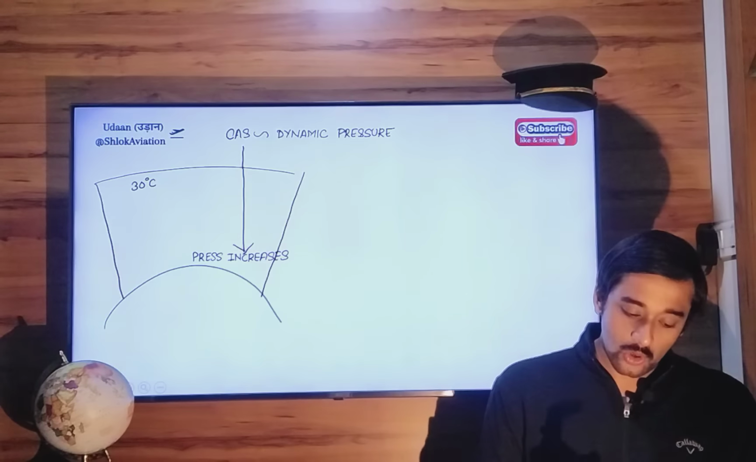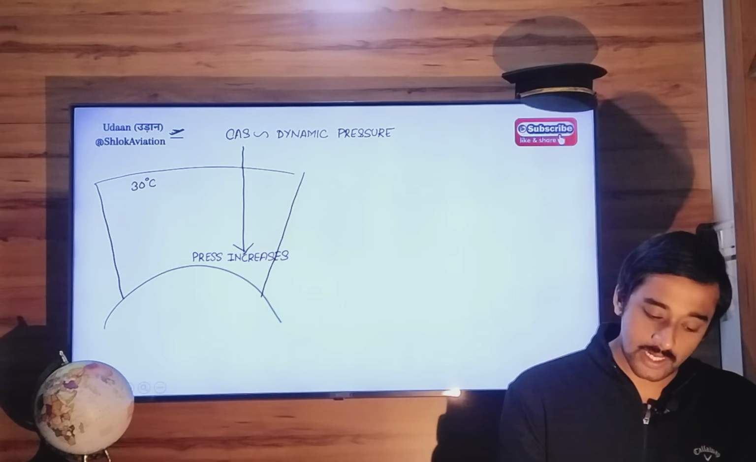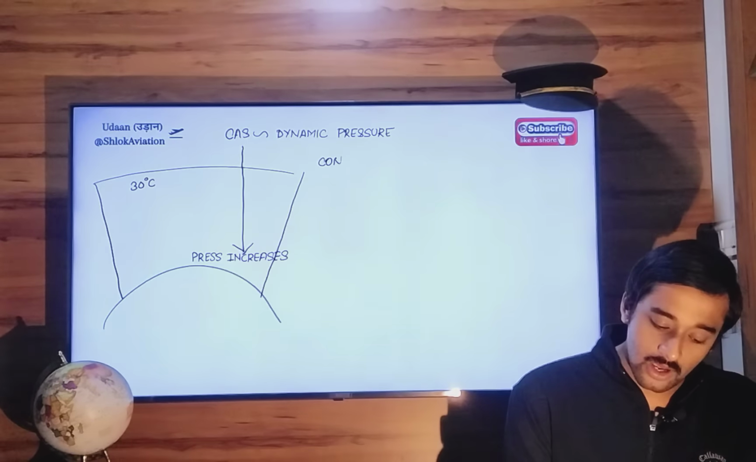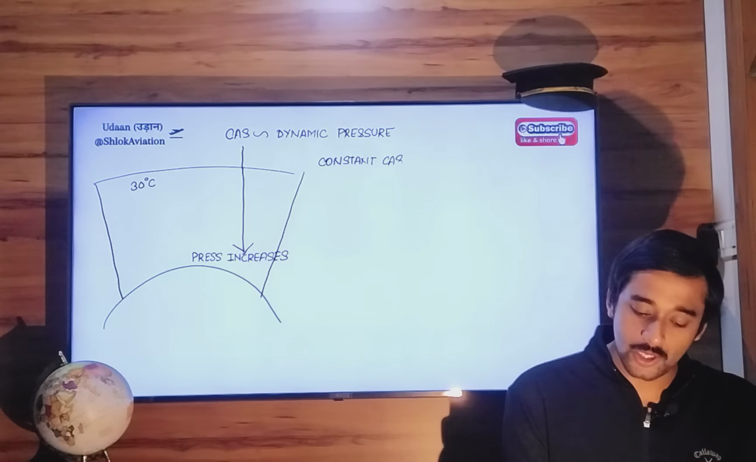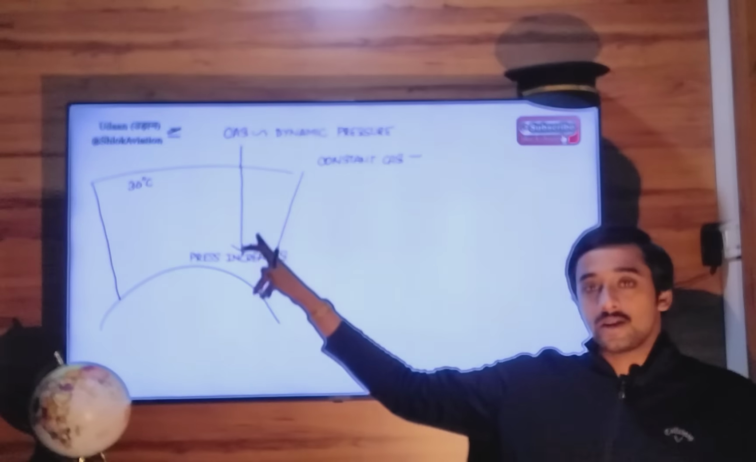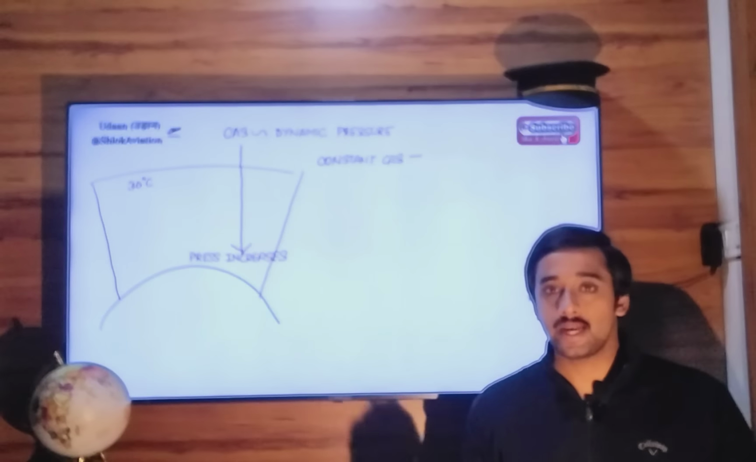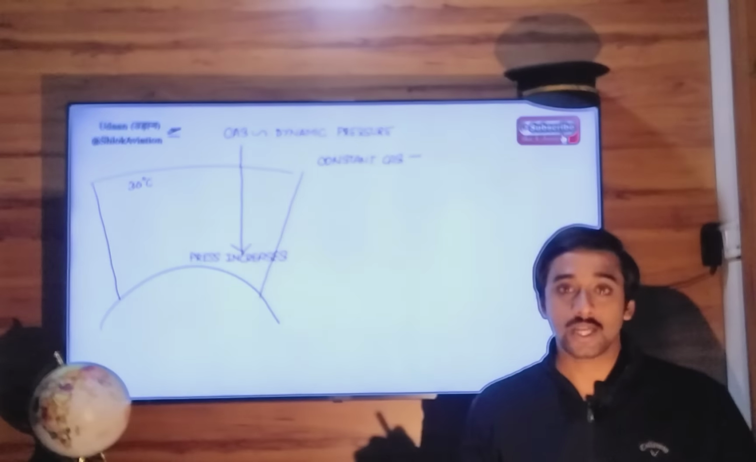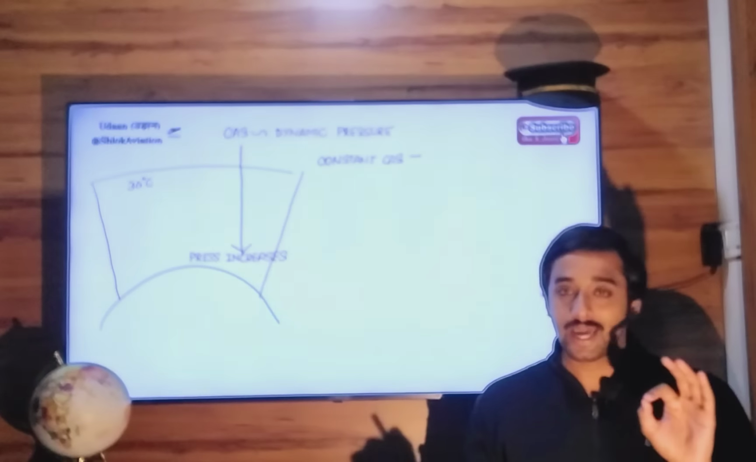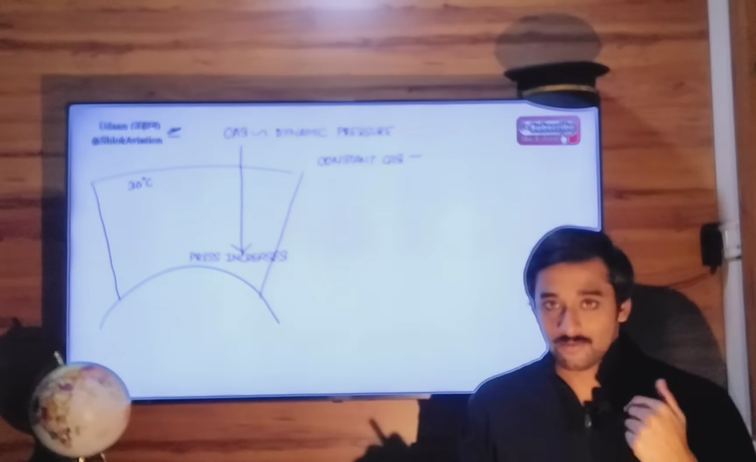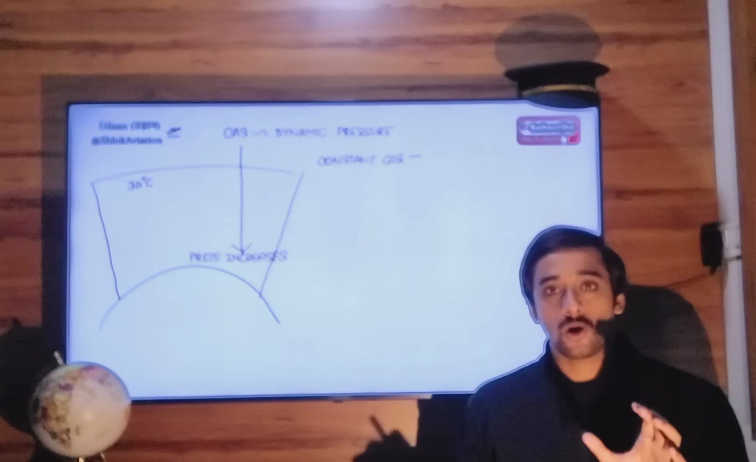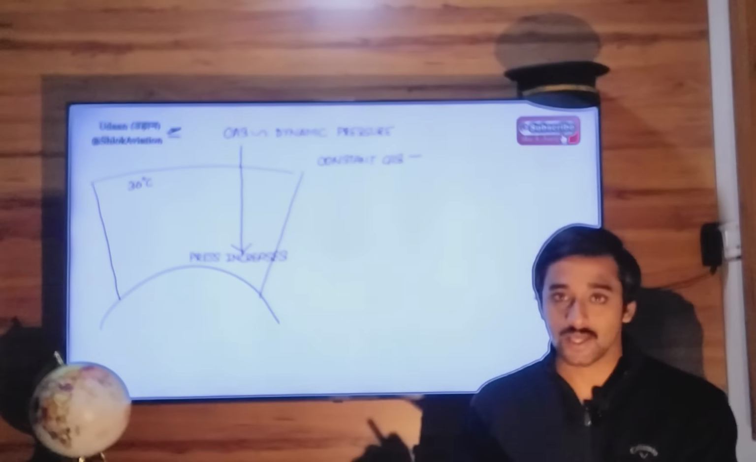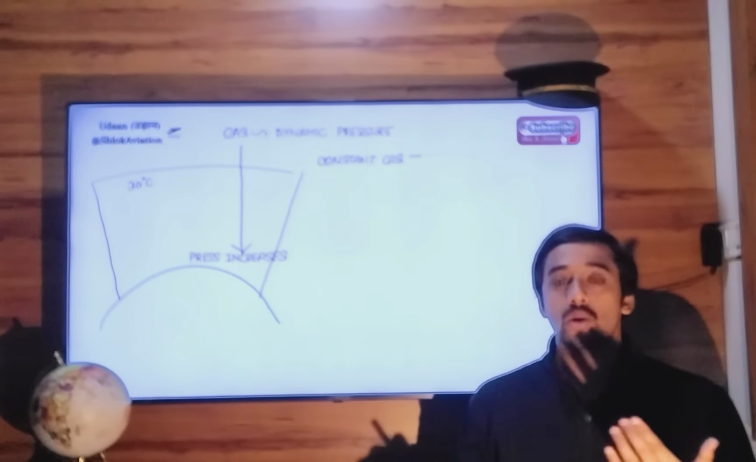But if you do not want that calibrated airspeed to increase, you want to have a constant calibrated airspeed indication throughout your descent. Throughout your descent, you want to have a constant speed indication. So what you're actually trying to do is you're preventing your calibrated airspeed from increasing, right? You're preventing it from increasing. You're stopping it from increasing. So how will you stop it from increasing?